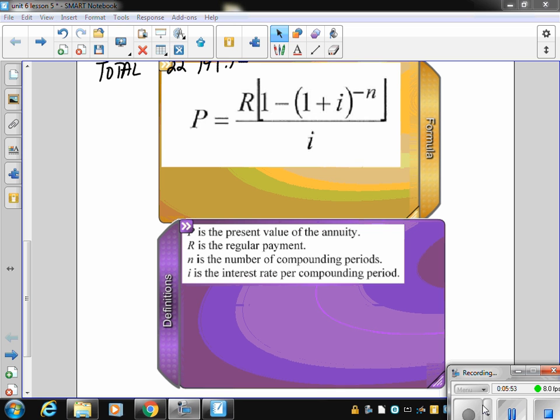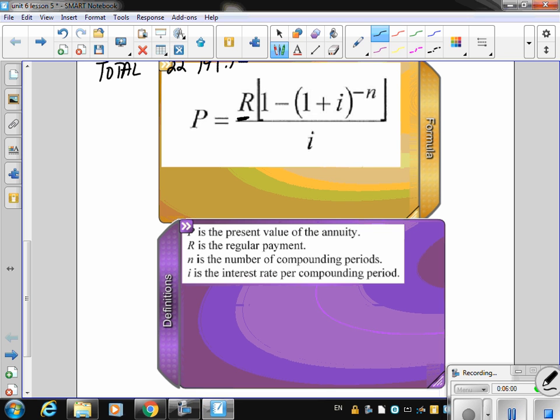All right, the present value of an annuity is the regular payments you would like. This has a square bracket as well, but it looks a little backwards to the last one. One subtract 1 plus the interest rate to the negative n, over i. So I'll let you write that down. P is the present value of the annuity, and the other letters we have seen before.